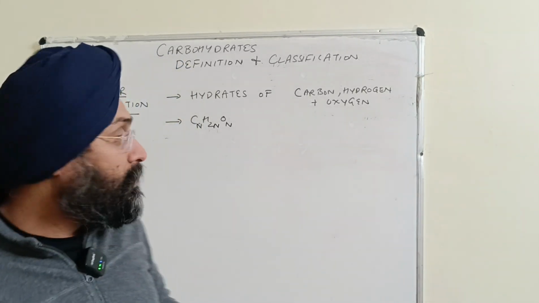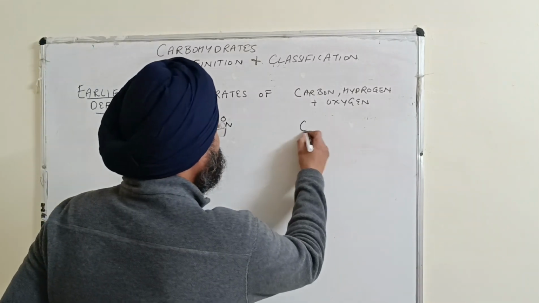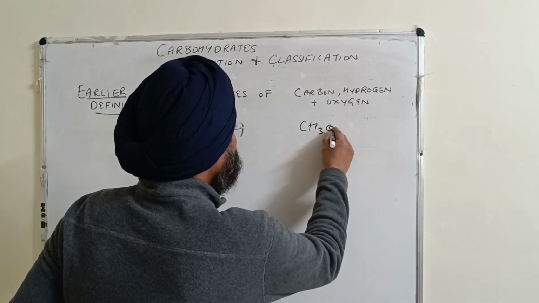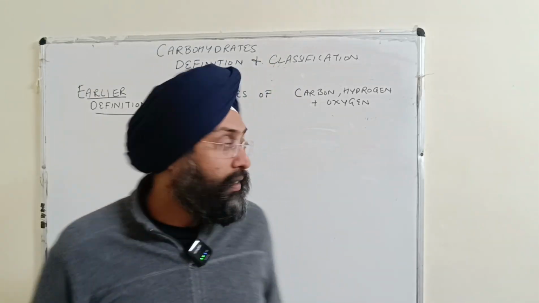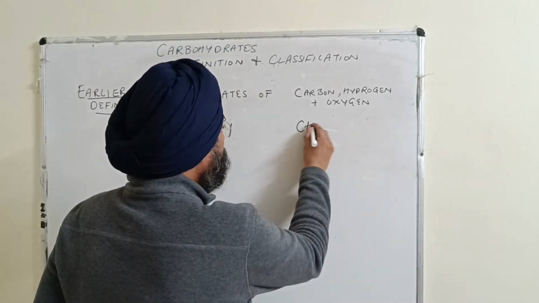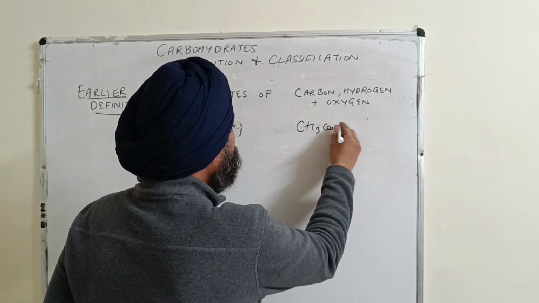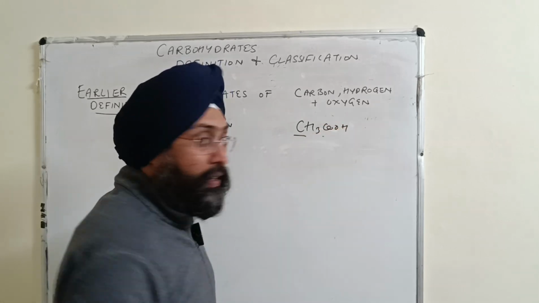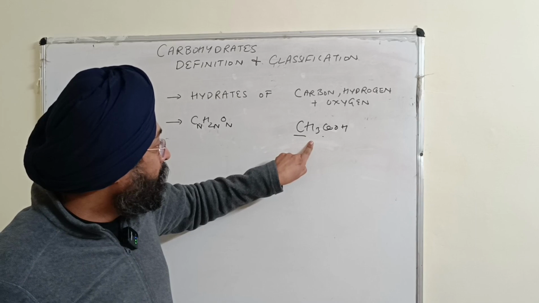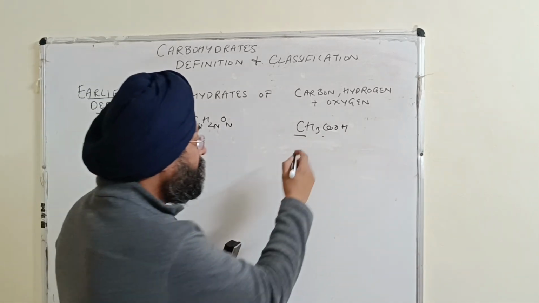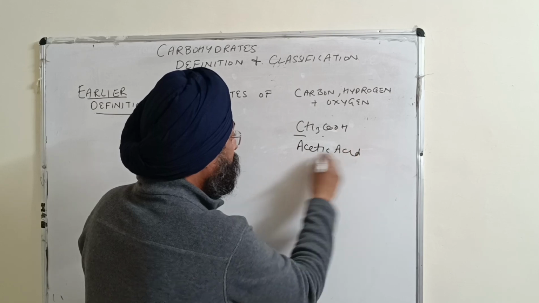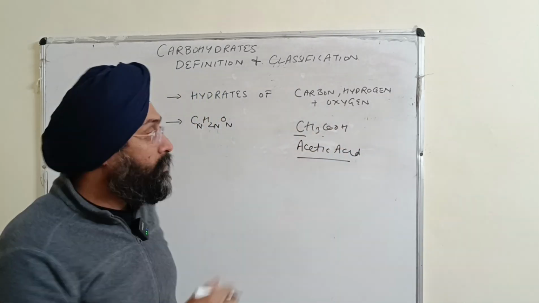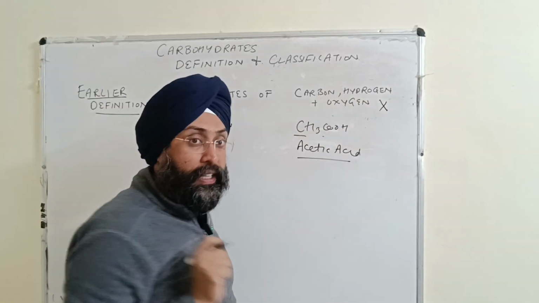Now, let's discuss CH3COOH. I write down the formula of acetic acid, right? CH3COOH, right? Now it contains carbon, hydrogen, and oxygen, but it is acetic acid, right? So this definition becomes wrong, right?